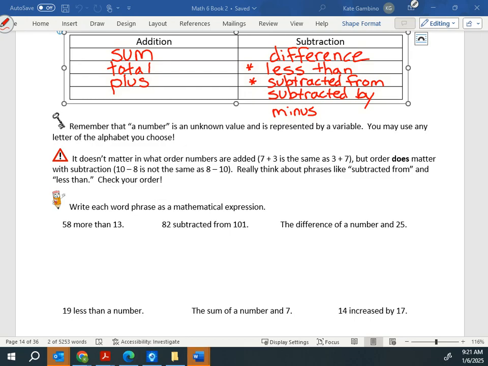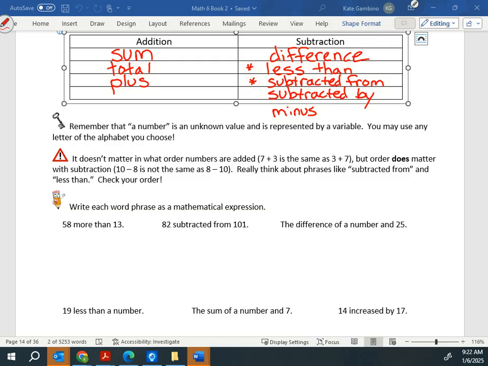So remember that a number is an unknown value and is represented by a variable. So when we write an expression and it says a number, we can put an X for that number. We put an N for number. You just write a letter to stand for this random number that we don't know. You may use any letter of the alphabet that you choose. I usually go with X, or I go with N because number starts with an N. But you can use any letter. It won't be marked wrong if you use a P, right?